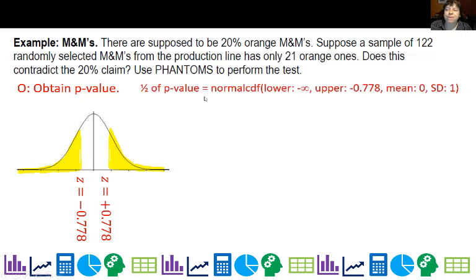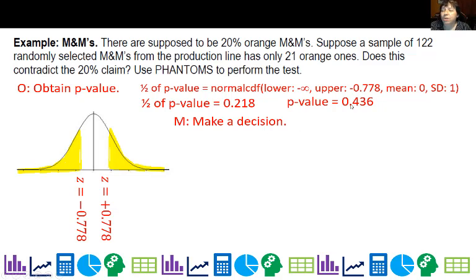So half of my p-value will be a normal CDF where my lower is negative infinity, upper is negative 0.778, with a mean of 0 and an SD of 1 because I'm using z-scores instead of x values. And I get 0.218. Now I'm going to double that to get my actual p-value and to represent this other half that's on the other side. The next step is to make a decision. Well, I have a p-value of 0.436.